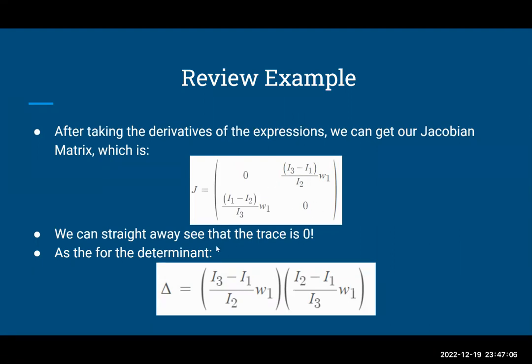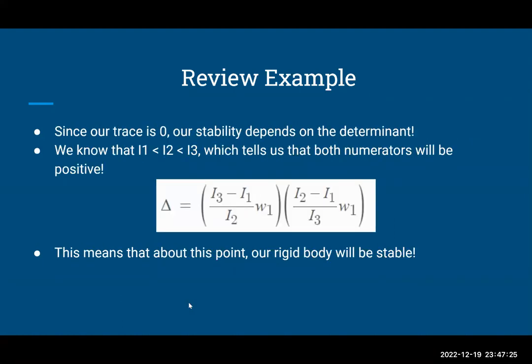And as for the determinant, we'd have to take the product of the diagonals minus the product of the off-diagonals. But we know that the diagonals are 0, so it'd be 0 minus the product of these two. And we can simplify them into an easier expression. Once we apply the negative to this, it just so happens to become this. And since our trace is 0, our stability depends on the determinant.